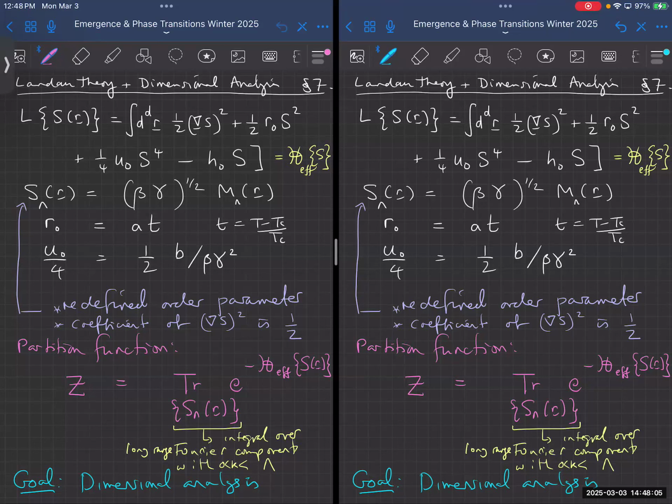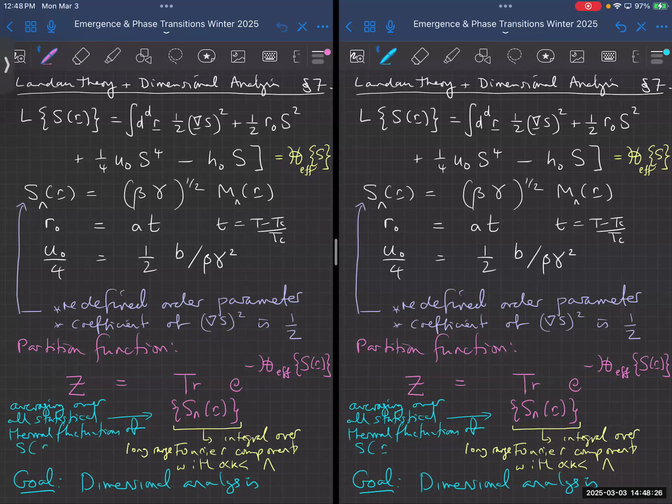So when we do this trace, what we're doing is we're averaging over all the statistical thermal fluctuations of S of R, and that's why we call this a field theory.